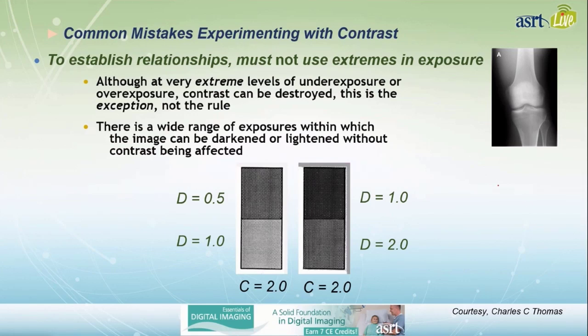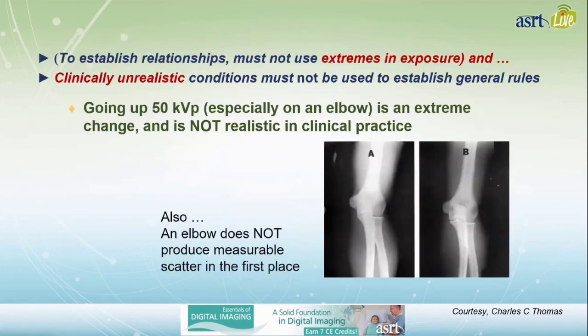But the ratio between those numbers is 1.0 divided by 0.5 for a contrast of 2.0. Now, if we double that density overall on that image on the right here, then the density of 1 will be doubled to 2, and 0.5 will be doubled to 1. We make a ratio out of those, and we get a contrast of 2.0 once again. So doubling the mass is something that we might do realistically in a clinical setting. But there's a wide range of exposures within which the image can be darkened or lightened without contrast being affected. And this proves that point. And there are other publications and talks that I've done that discuss that more fully.